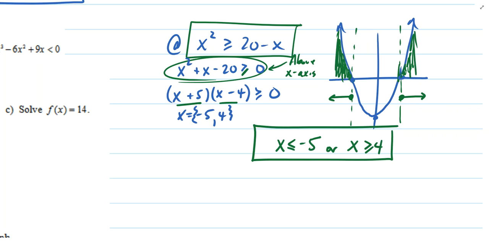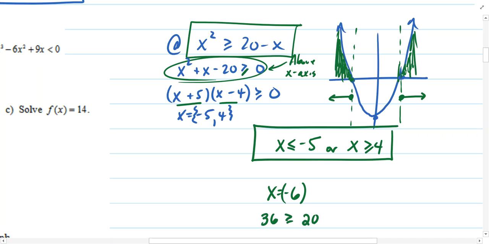For example, if I pick a number like -6, if I let x equal -6, well, -6 is less than -5, so that should satisfy this inequality. -6 squared is +36, and is +36 greater than 20 minus -6?